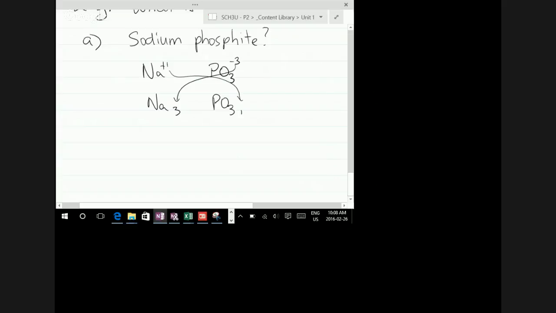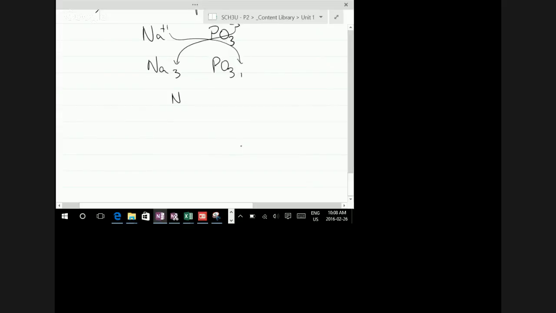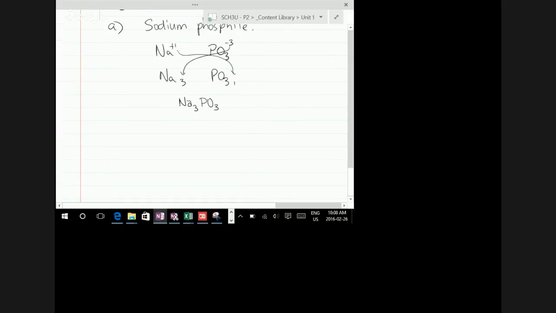Do I need to write a 1? No. So I end up with 3 sodiums for every 1 phosphate ion. Does that make sense? Just the same crisscross rule we use for others. Yes, there's a lot of them there, but that's okay. Let's try one more example.